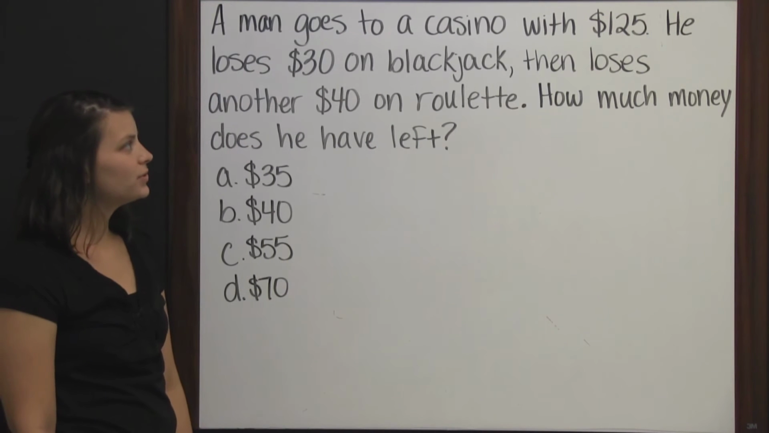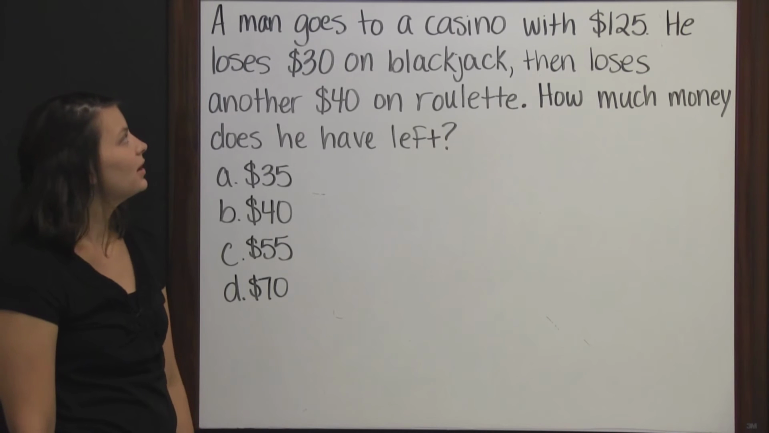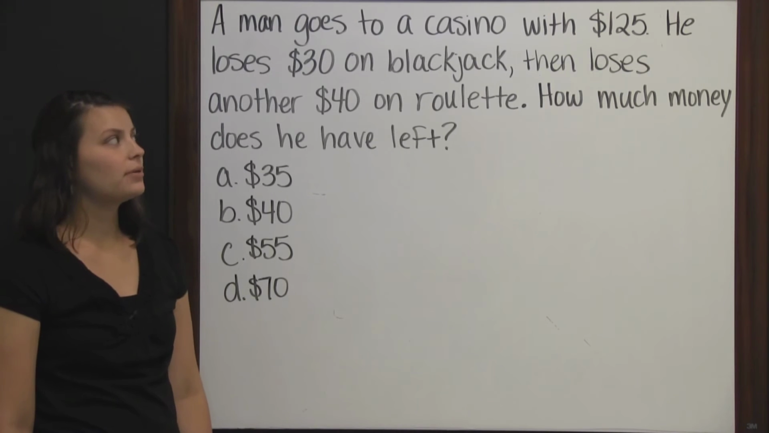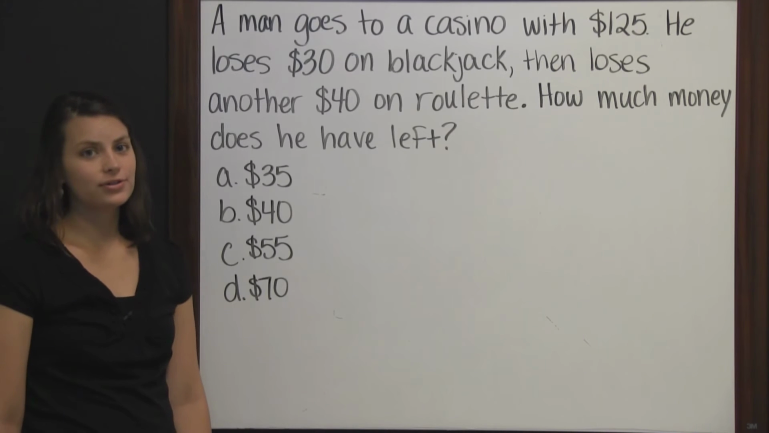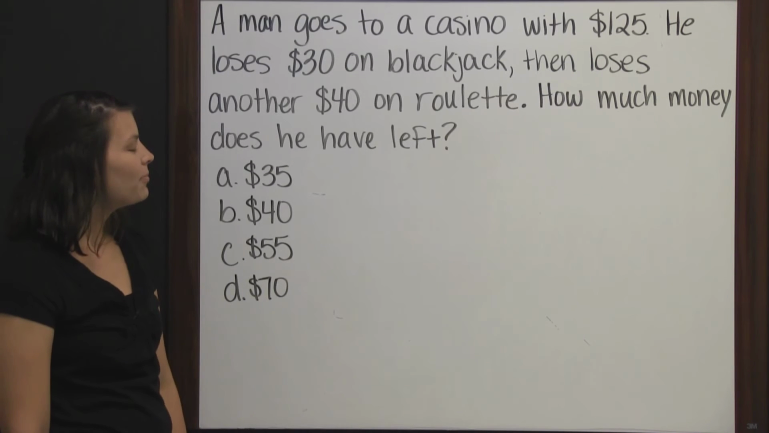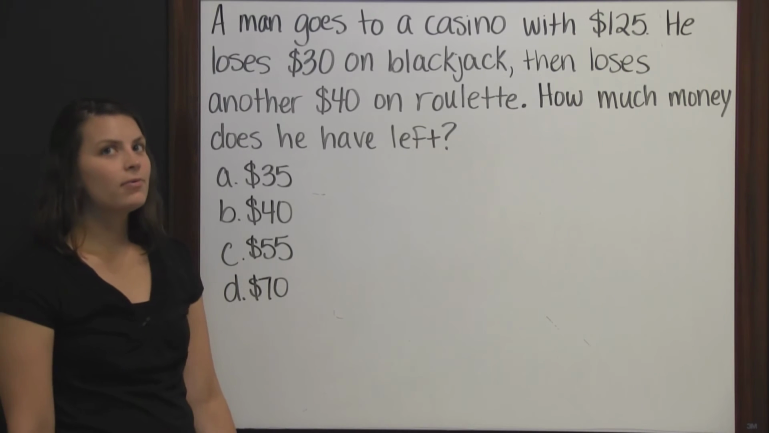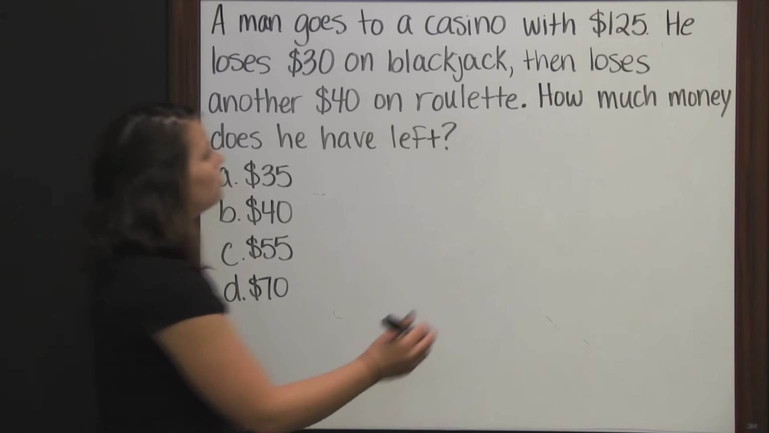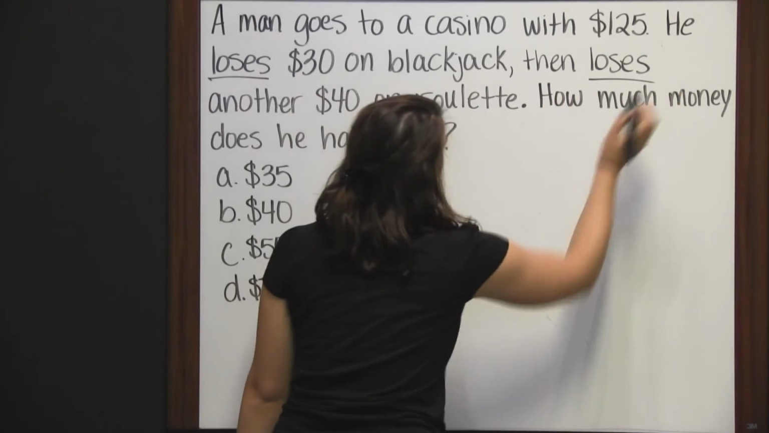A man goes to a casino with $125. He loses $30 on blackjack, then loses another $40 on roulette. How much money does he have left? So the key word here is loses. He's losing money. We see it in 2 different places.